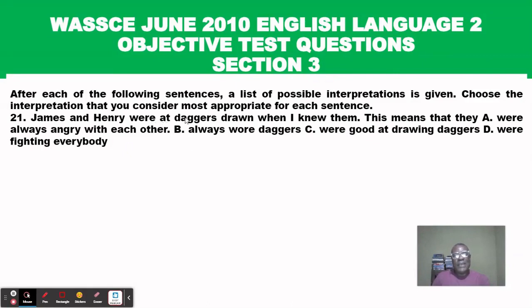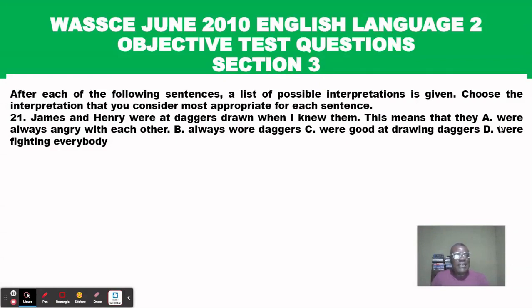So here you can easily use imagery. Daggers drawn. Daggers will immediately create a picture of hostility. Because when people draw daggers, they want to possibly attack each other. So it has to do with hostility, being hostile to each other. So if you say James and Henry were at daggers drawn, what picture does it paint in your mind? Let's go through the options.